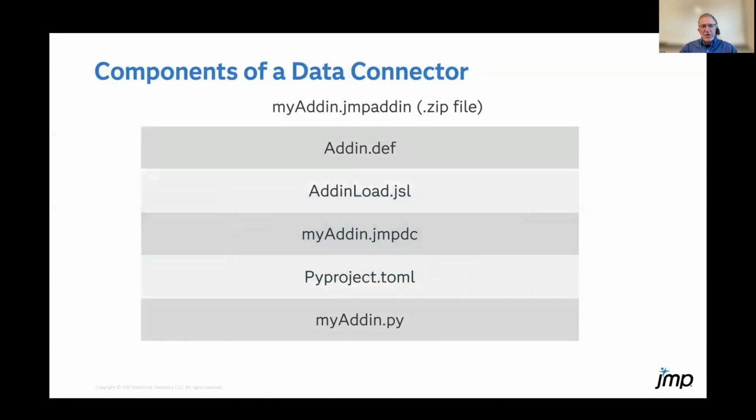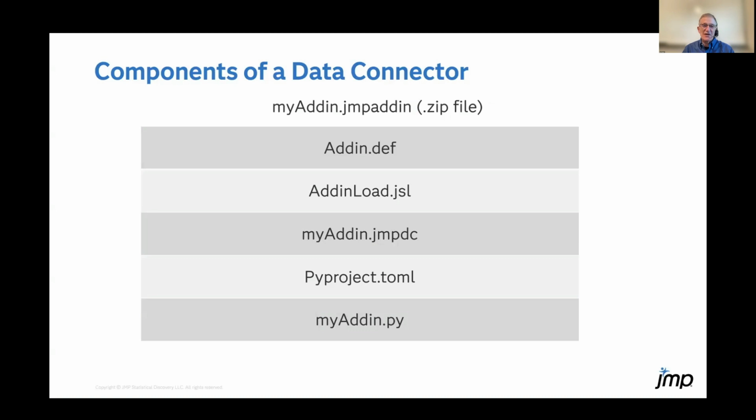So what are the components of a data connector? Well, first, a data connector is essentially a JMP add-in, and a JMP add-in is really just a zip file. So what are the contents of that zip file? Well, there are five main components here. One is an add-in definition file that just gives you the name of the add-in. One is a file called the add-in load, and this is a snippet of JSL that's going to install any dependencies, for instance, Python packages, that you need for your connector to work.